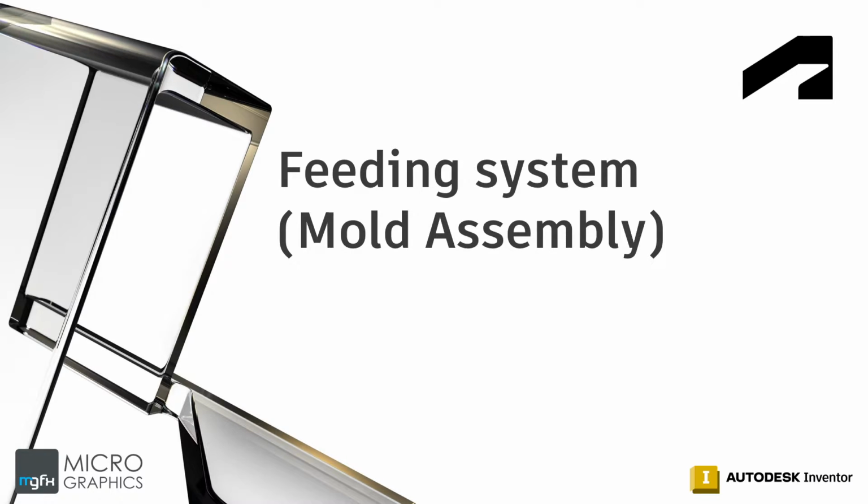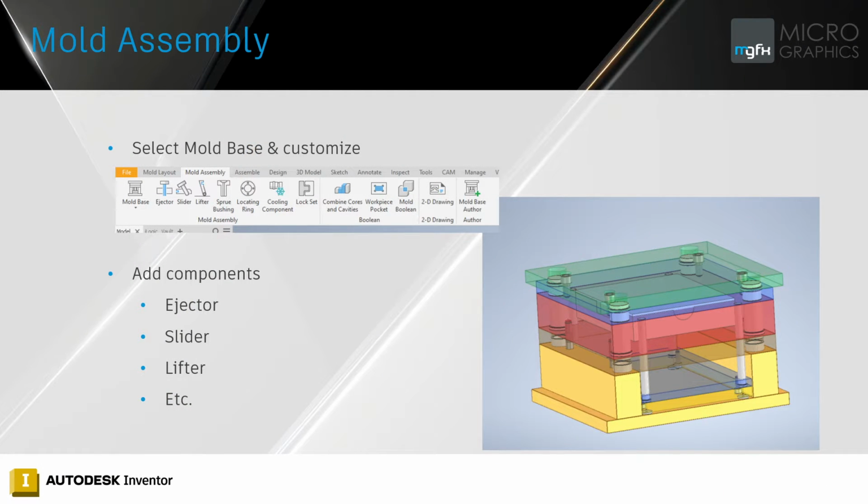Okay, let's move on to the feeding system under the mold assembly tab. So you'll start off here by selecting your mold base, and you'll be able to customize that mold base. So the first option there is to select from a library. If you see the first button on the left of the ribbon, that will be the mold base, and you'll see it insert a standard, in this case I think it's a Futaba mold base, where you can define exactly how many pins and other components or subcomponents you might want to include.